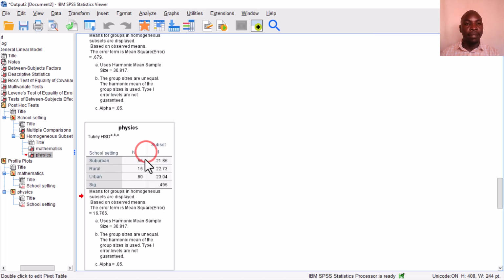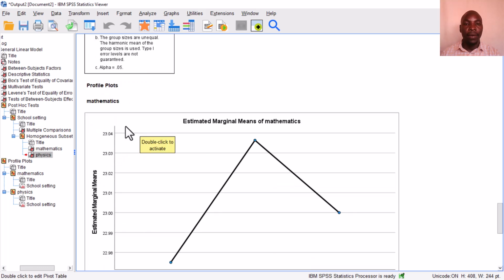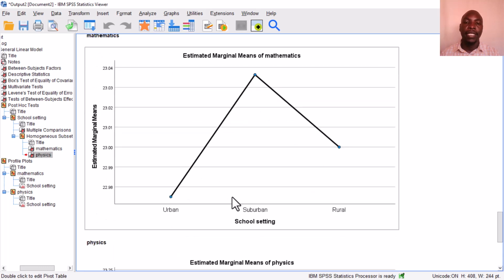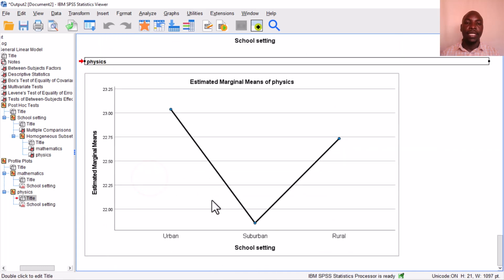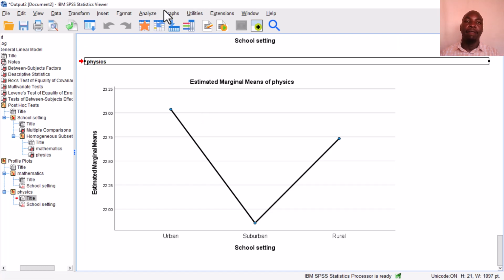We are given the same analysis for physics, and here you have the profile plots. These are basically helping you to visualize how the means are moving across the different groups, that one for mathematics and this one for physics. So basically that is how you run a one-way MANOVA. If you wanted to run a two-way MANOVA, I've shown you. So next, let me show you how you would present the results of this analysis.